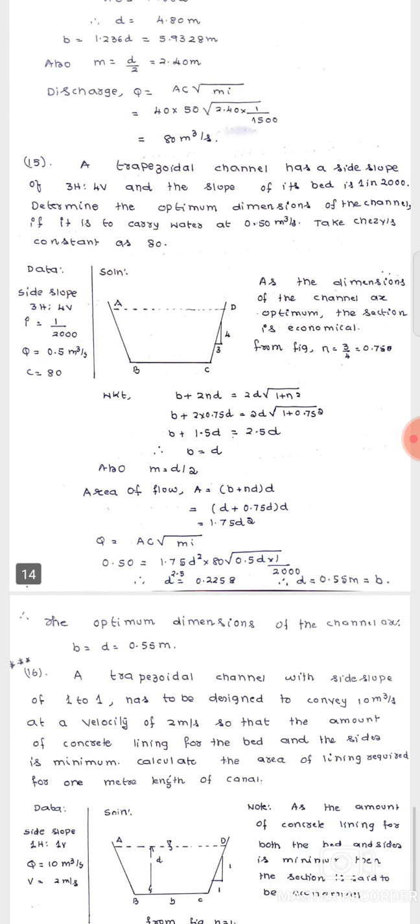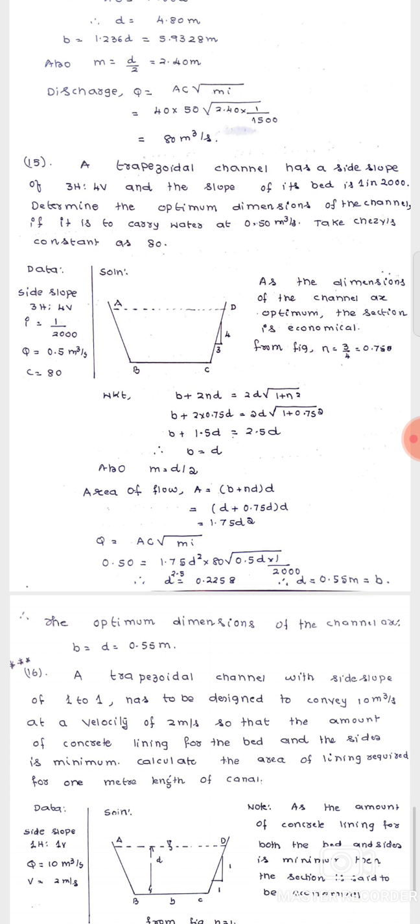Then move on to the 15th one. A trapezoidal channel has a side slope of 3 horizontal and 4 vertical, that is n is given, side slope 3 by 4, and the bed slope is given, that is small letter i, 1 in 2000. Determine the optimum dimensions of the channel if it carries water of 0.50 meter cube per second. Assume c is constant as 80.